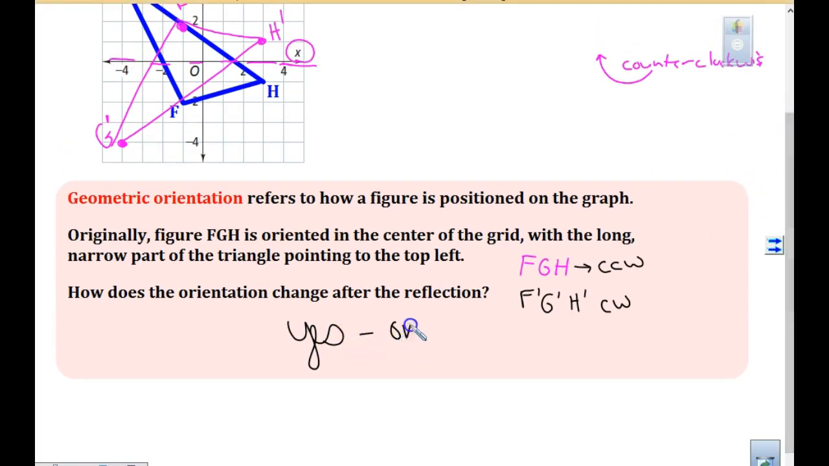This is only with one reflection. Okay? What do you think is going to happen if I do another reflection? It's going to go back to the original one, right? So kind of as you're thinking about these things, right?